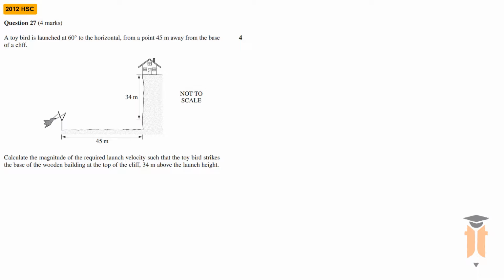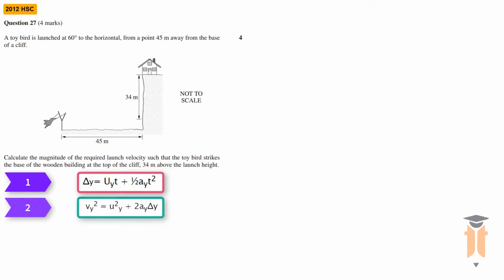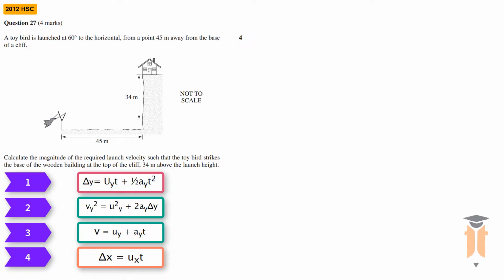So the first equation is the change in vertical displacement, which is equal to the initial vertical velocity times the time plus half times the acceleration due to gravity, which will be 9.8 on Earth, times the time squared. Velocity squared is equal to the initial vertical velocity squared plus 2 times the acceleration due to gravity times the change in displacement. Then you've got the velocity is equal to the initial vertical velocity plus acceleration times time. And then finally, you've got the change in the horizontal displacement, which is your range, and that's equal to the initial horizontal velocity times time.